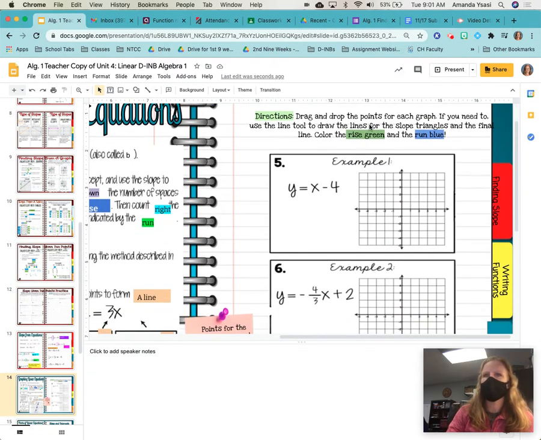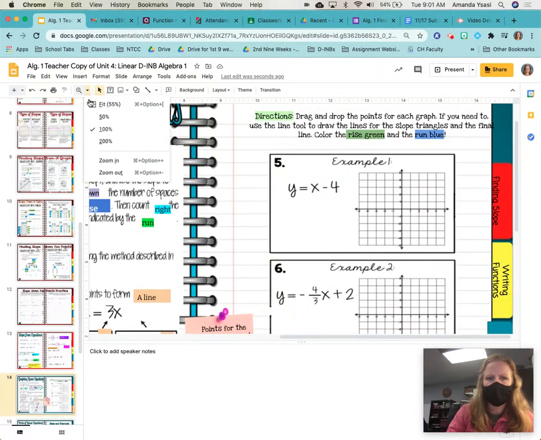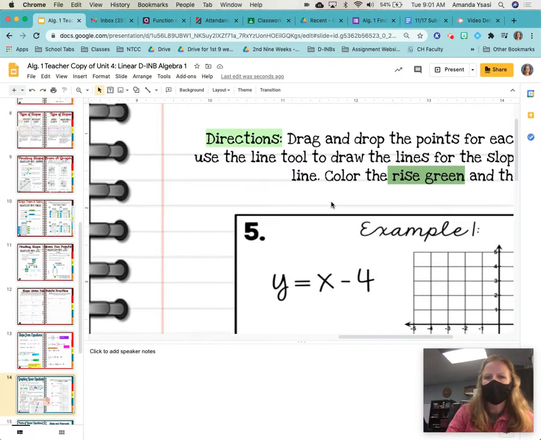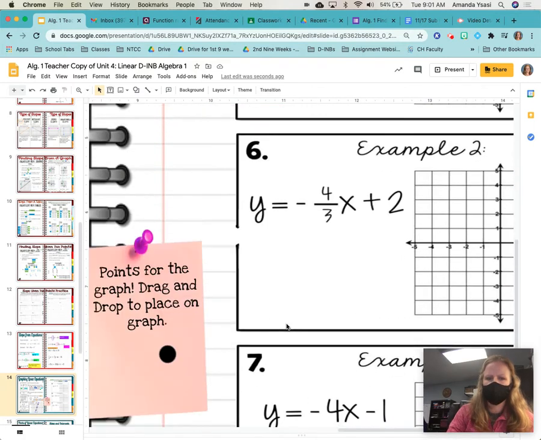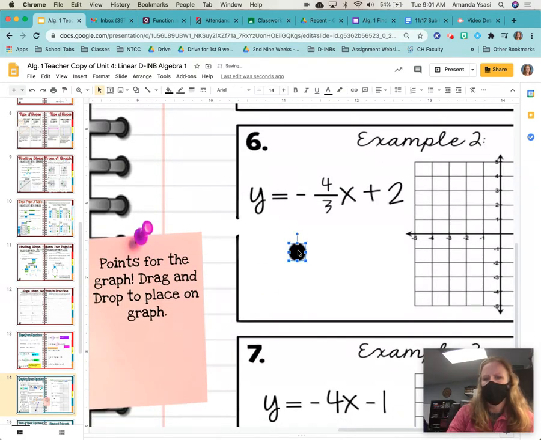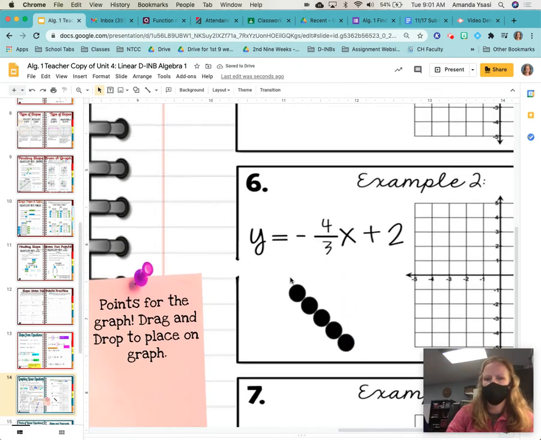Drag and drop the points for each graph. If you need to, use the line tool to draw the lines for the slope triangles in the final line. Color rise green, run blue. Don't have to do that. So let's zoom in so we can see number 5 better. I need some more points. So see how we have this point? Well, we need to copy and paste to get a few more. So Control C, Control V.